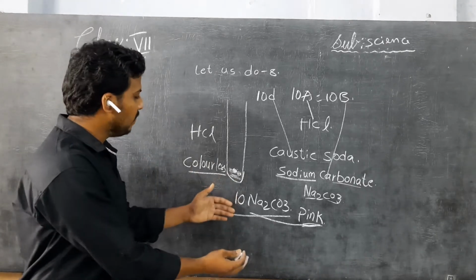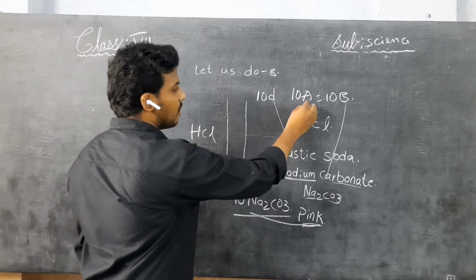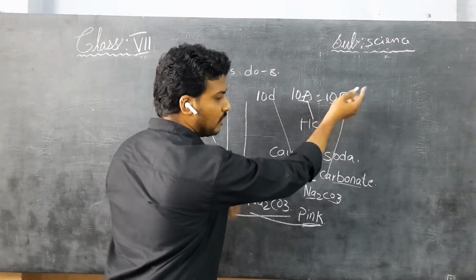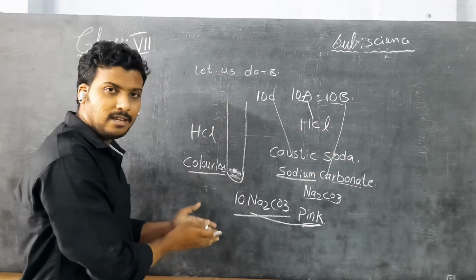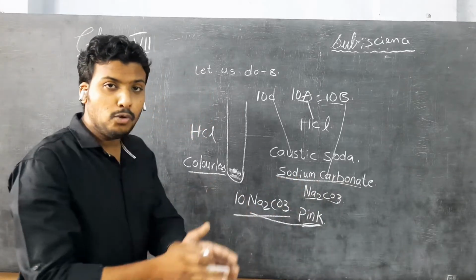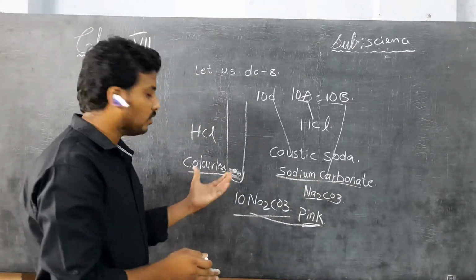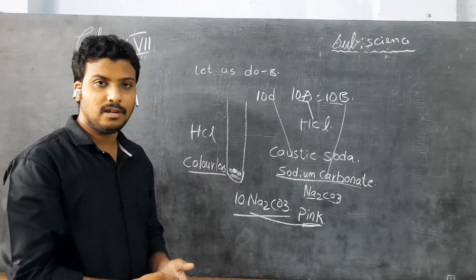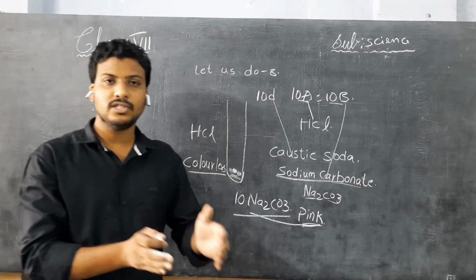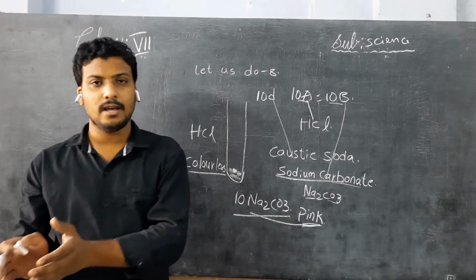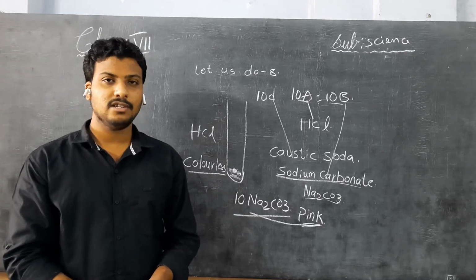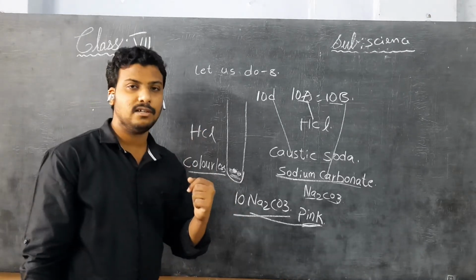Understand, children? Means simply it is saying when you take 10 drops of acidic solution equal to 10 drops of basic solution. Like the same, when you take the 10 drops of basic solution, that is sodium carbonate, you need to add 10 drops of hydrochloric acid to the same solution. Like this, when you take the equal amount of concentration of acid and the equal amount of concentration of base, children. Understand, children? That is nothing but neutralization reaction.